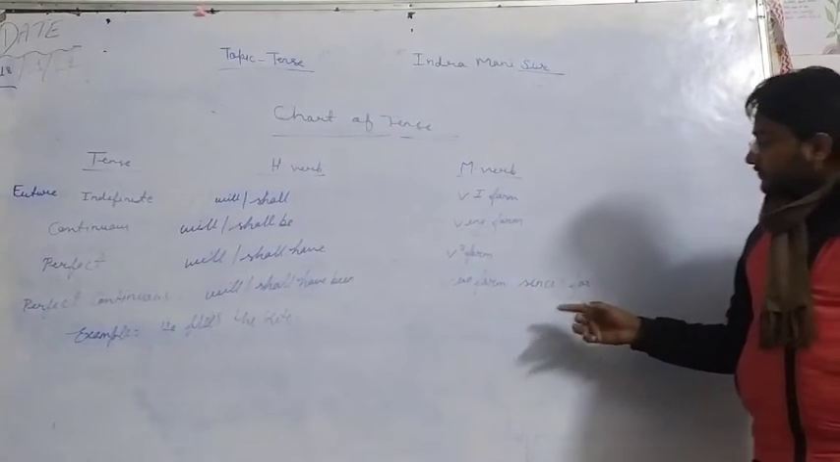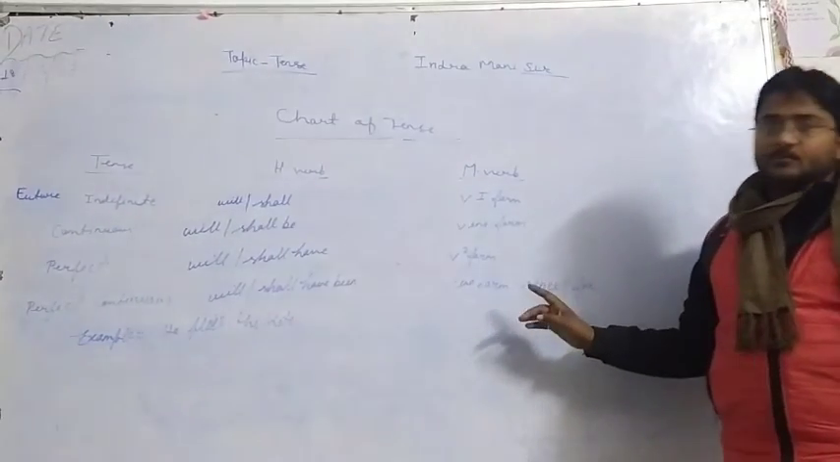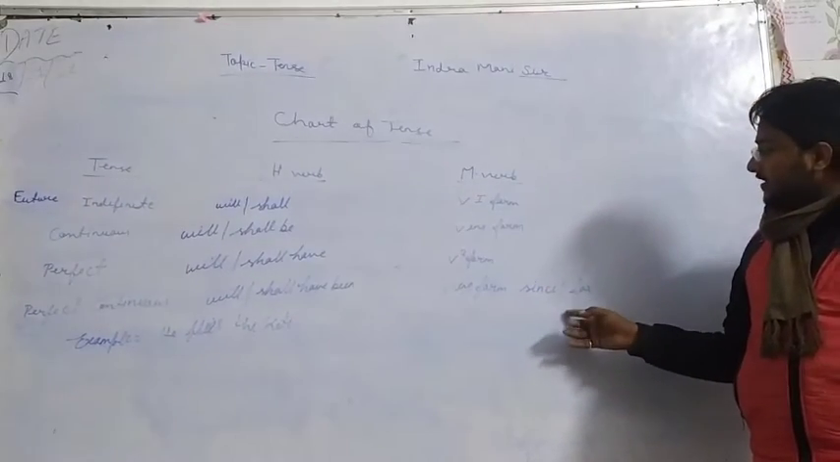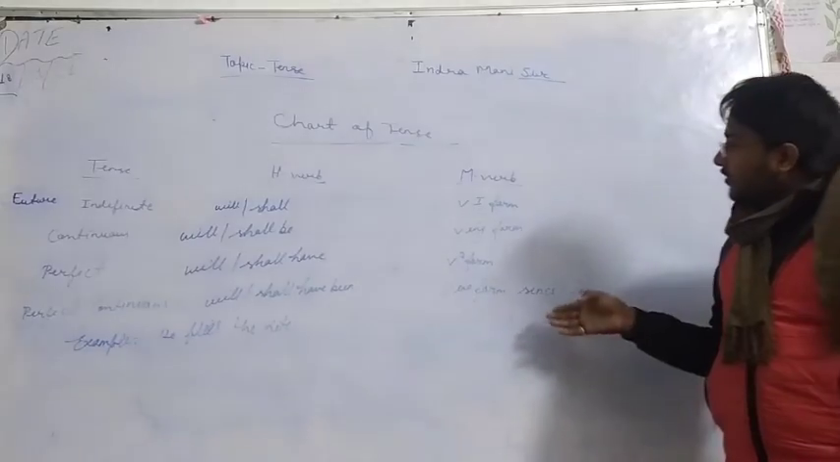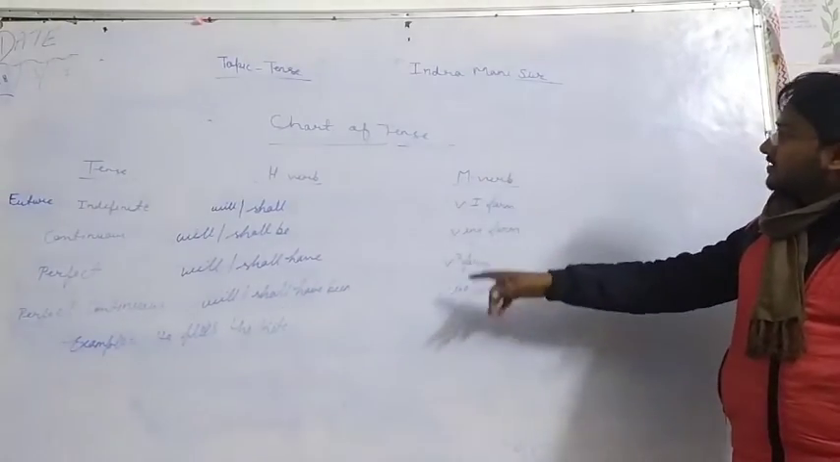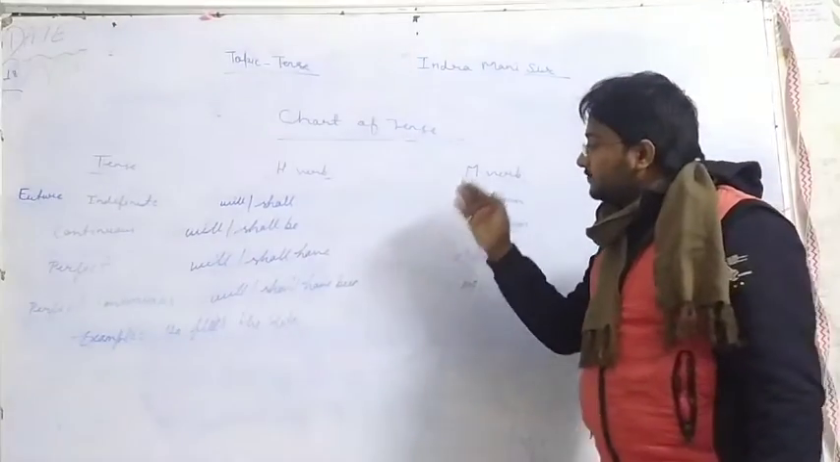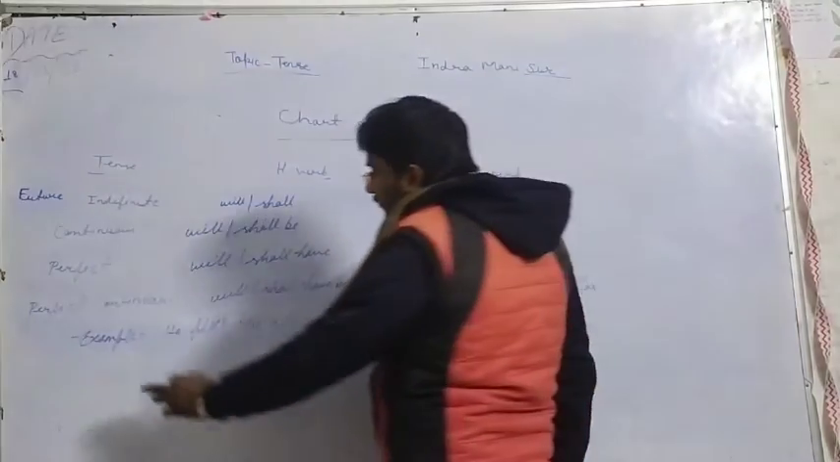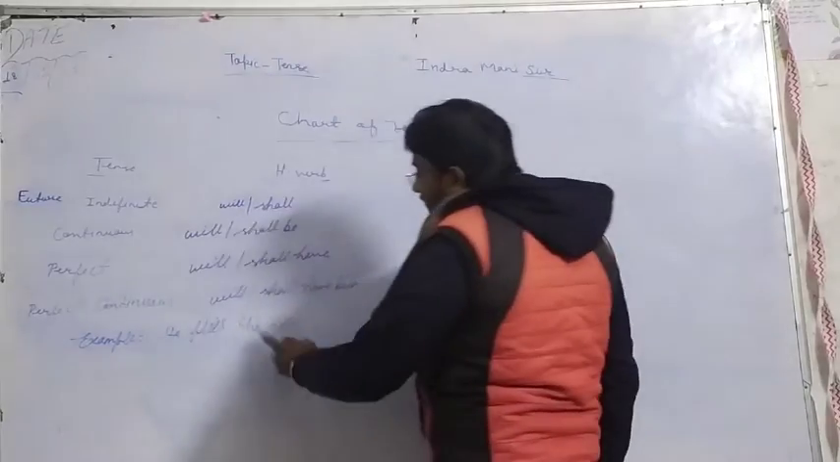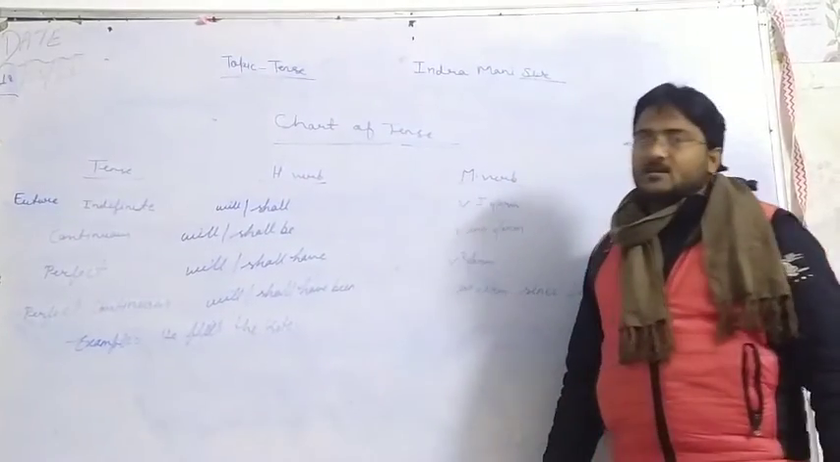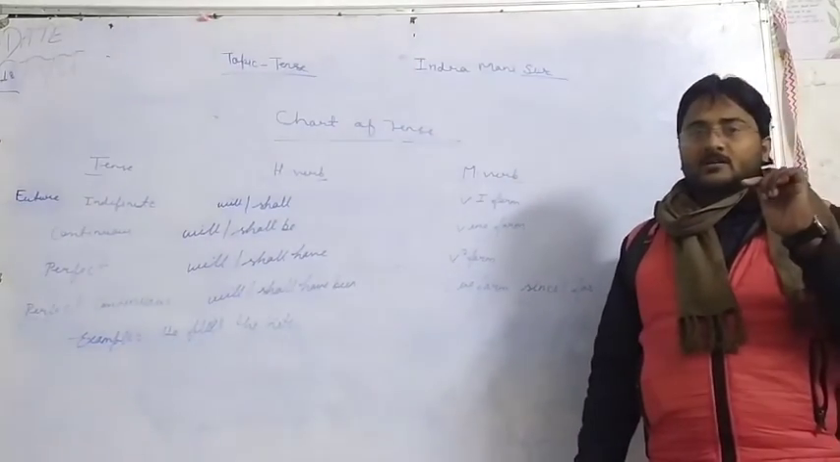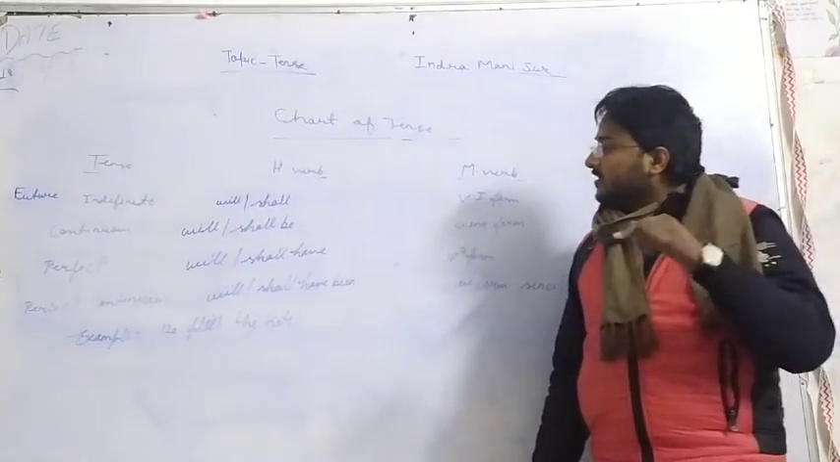And for timing we use this or for. To denote a point of time we use since, and to denote a period of time we use for. So these are the chart of tense, and according to the chart we speak sentences. For example, there is a single sentence, he flies the kite, and I will speak it in every tense and every structure.